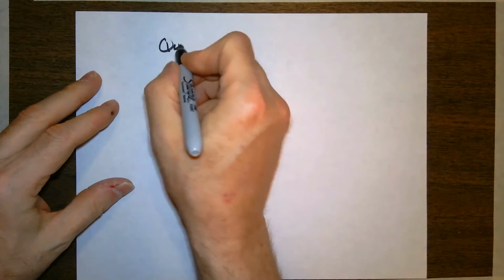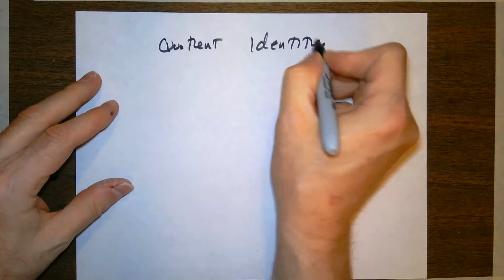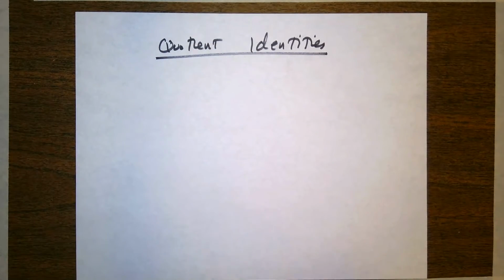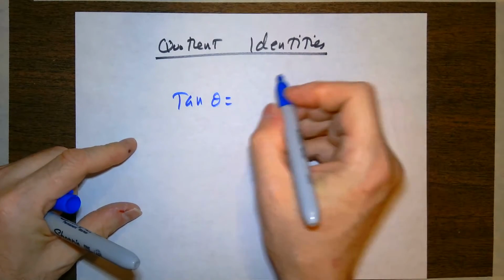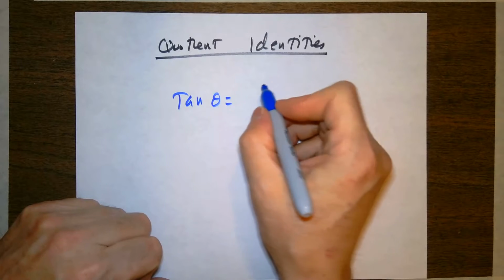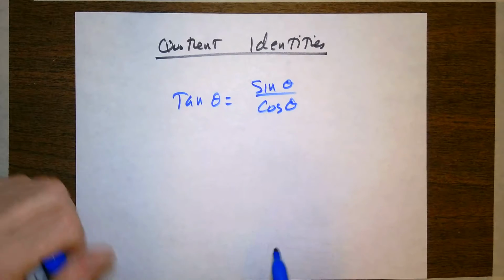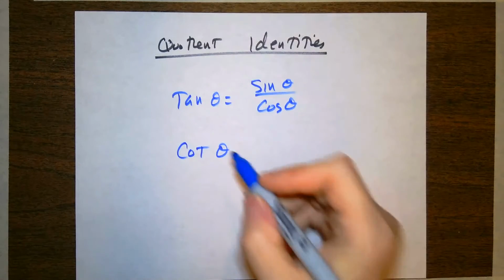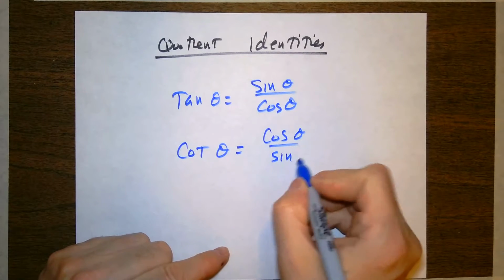The next set are called the quotient identities. There's 2 of these. The quotient identities. Tangent is really the same thing as sine over cosine. And cotangent, if we think about the reciprocal identity, is just 1 over that. So cotangent is really just cosine over the sine.